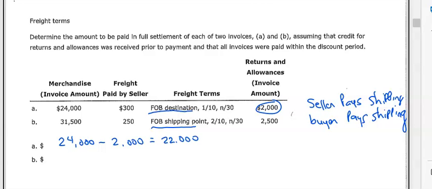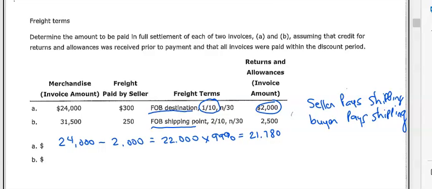But we paid it within the discount period. So we paid it within 10 days, which means that we get to take a 1% discount. If we get to take a 1% discount, that means we're not going to pay 100% of the $22,000. We are only going to pay 99% of it. So $22,000 times 0.99 is how much we'll pay for that. And that is $21,780.